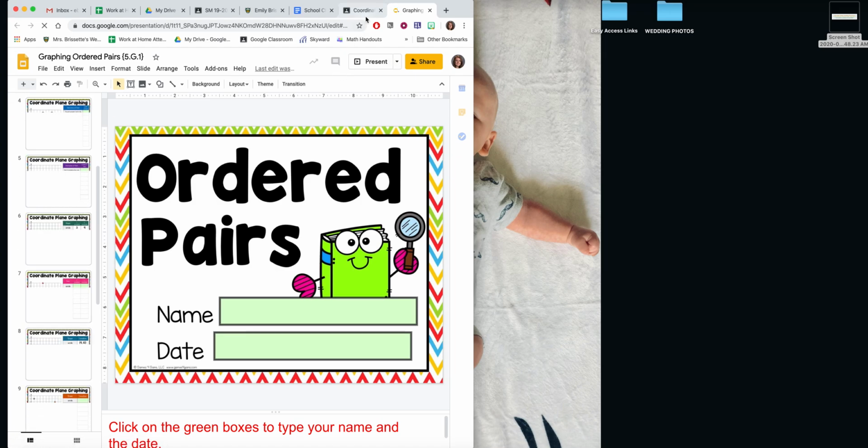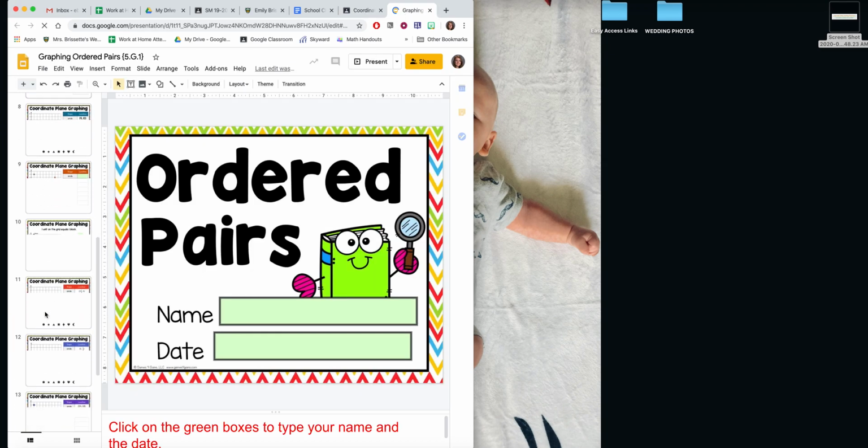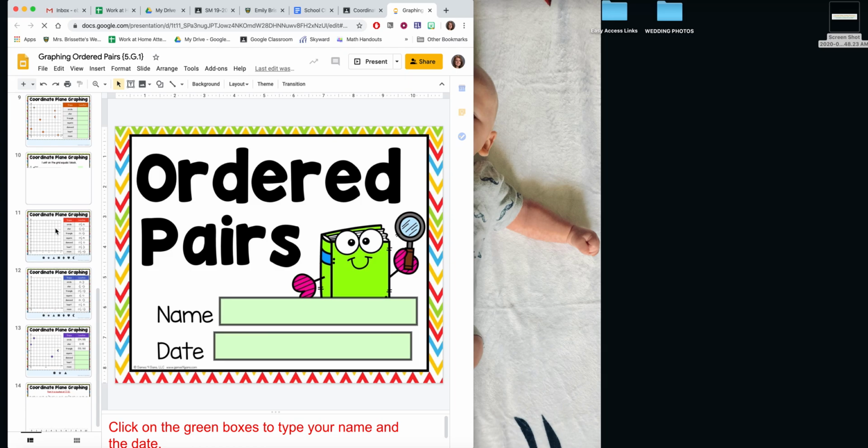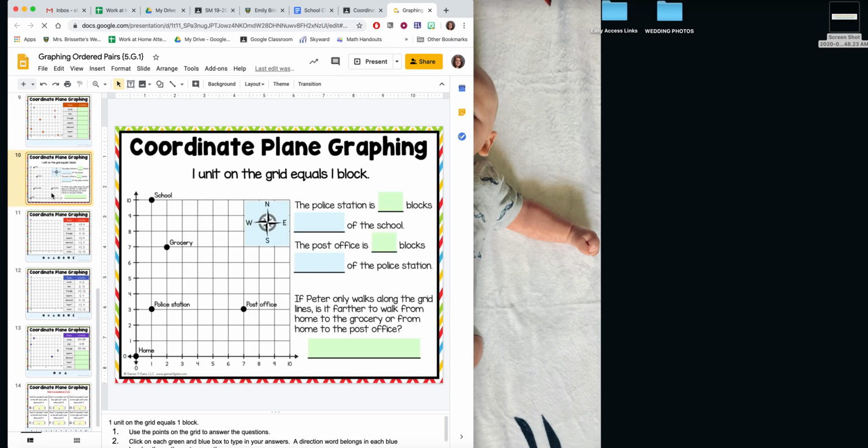So I think your slides for today start on slide 10. The last slide is extra credit, so feel free to skip those. But this is talking about making a coordinate plane into a graph, and I'll do a problem with you. It says the police station is how many blocks, which direction of the school? So the police station is how many blocks away from the school? Let's count. 1, 2, 3, 4, 5, 6, 7. So I can put a 7 in here.